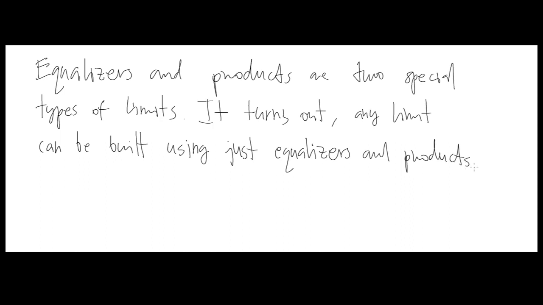So I can now make a little more progress towards telling you what a limit is. Think of a limit as an iterated combination of equalizers and products. And here is one example of a combination one can do. It's called a pullback, and we will end off here.